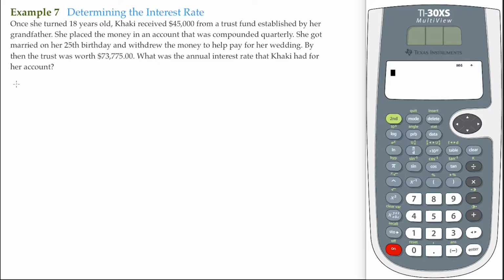So we know that this is the future value for compound interest. So that's FV equals P, that's our principal, times 1 plus the rate divided by the pay periods, raised to the n times t power. Now I like to go here, read through it slowly, and determine all the variables that we have. So it says once she turned 18 years old, Kaki received, here's our $45,000. So that's our principal.